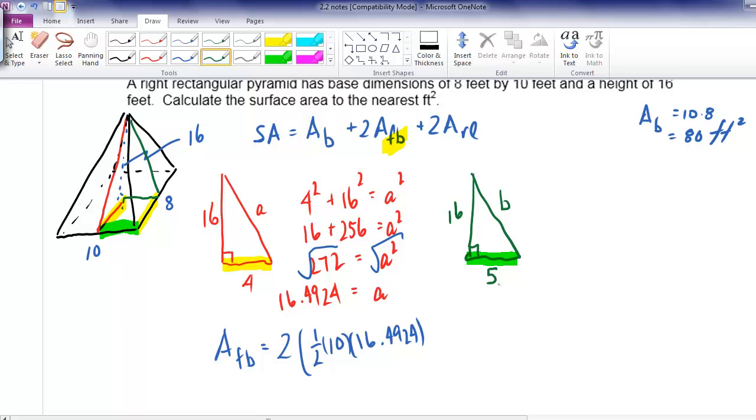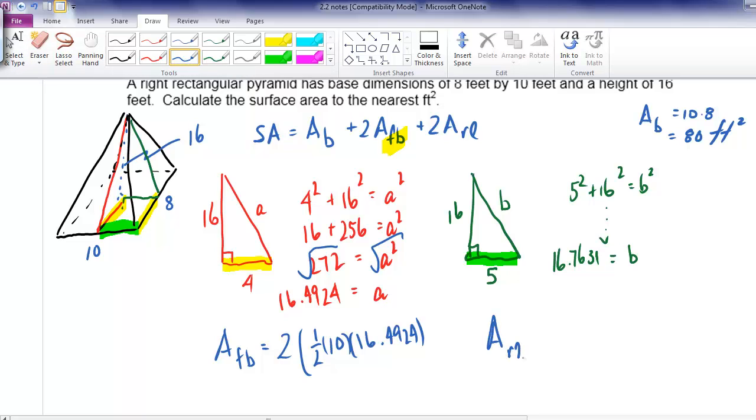And again, back to Pythagoras, 5 squared plus 16 squared is equal to b squared. And I'm not going to do all that work because we just did it right there, but when you do all that work, you get this. And b turns out to be, to 4 decimal places, because it's not our final answer, 16.7631. And that's great, because now I can figure out the area.